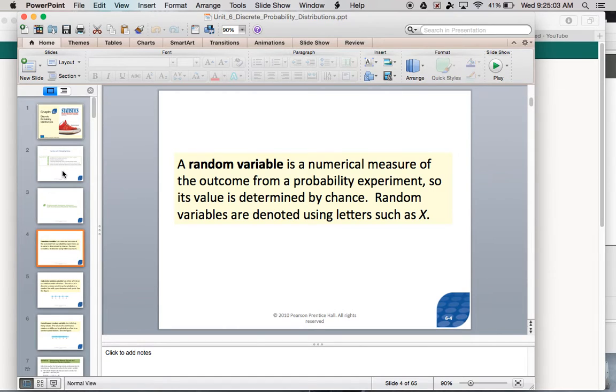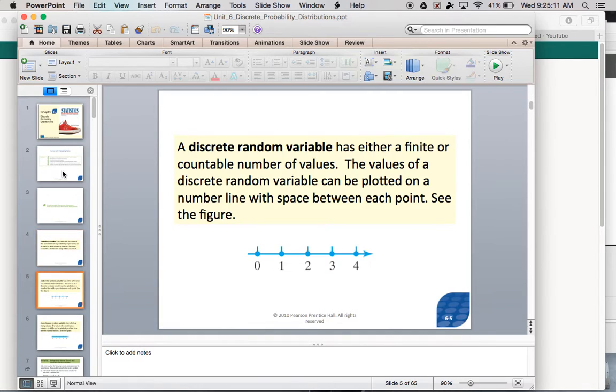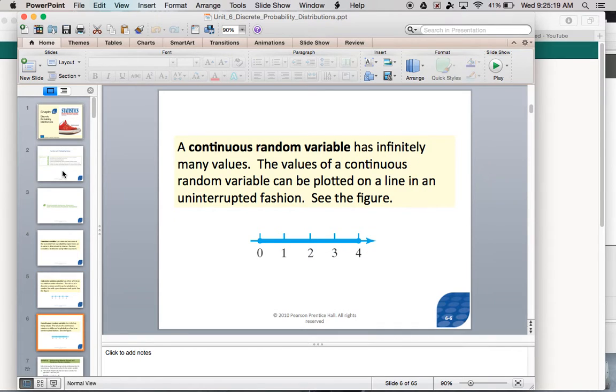So by definition, a random variable is a numerical measure of the outcome from a probability experiment. Discrete has a finite or countable number of values, and we'll look at specific examples in a minute. And then continuous has infinitely many values: height, time, because you might give me one height and I can continue. If you say you're, say, 6 foot 2 inches, well, is it 2 inches, or is it 2.1 inches, is it 2.2? It's very hard to measure that exactly.